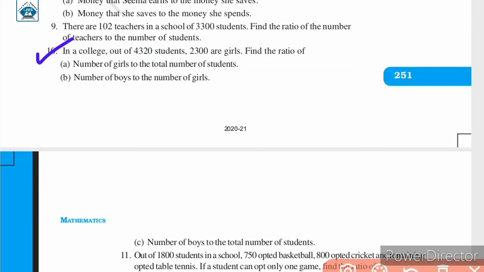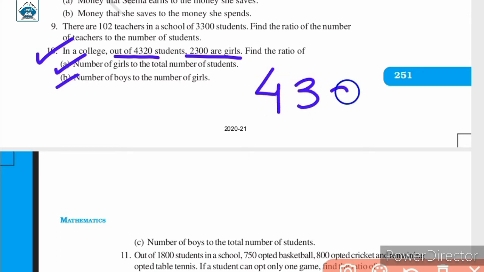Question number 10. In a college, out of 4,320 students, 2,300 are girls. Find the ratio of A. Number of girls to the total number of students. B. Number of boys to the number of girls. So in this question, we are given that out of 4,320 students, 2,300 are girls. So जो remaining students है, they will be boys. So how will we find the number of boys?